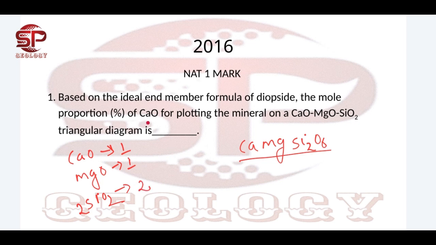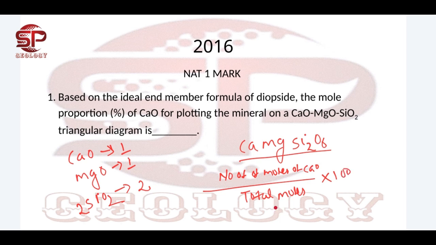So we have to calculate the mole proportion of CaO. The number of moles of CaO divided by total moles, times 100. The number of moles of CaO is 1. Total moles we have is 1 plus 1 plus 2, that is 4, times 100. That will be 25%.